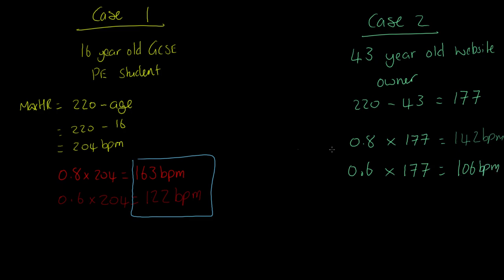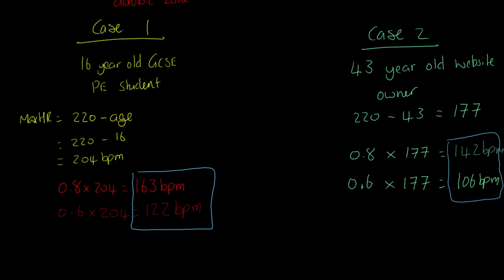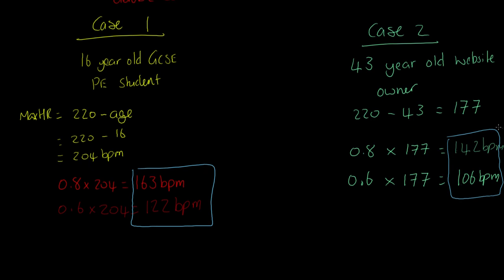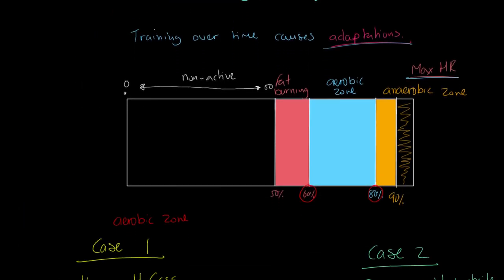And the point I'm trying to make here is that, like the 16-year-old GCSE student, this 43-year-old should be aiming in this aerobic zone. Why? Because in both cases, that will put both of these performers bang in this zone here.